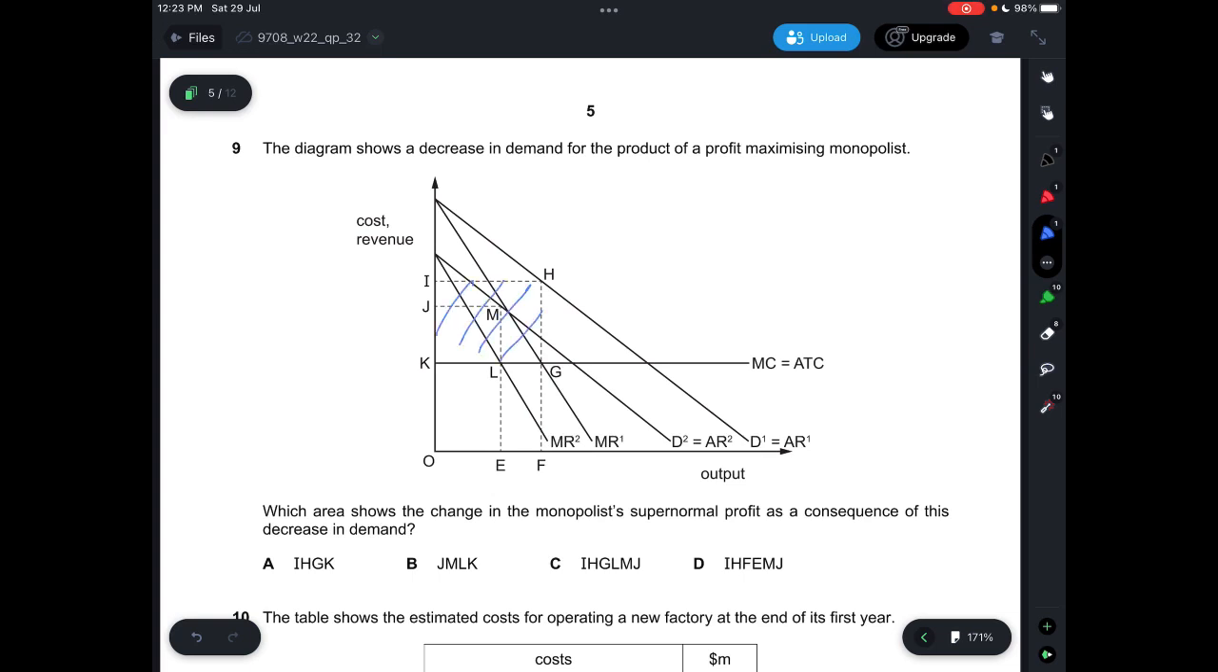But after the decrease in demand, you realize that the curve shifts inwards, and it becomes AR2. So when it becomes AR2, the only profit that they're earning is actually from J, M, L, to K. So that means that the change would be IHGLMJ, which is C. So the answer is C.